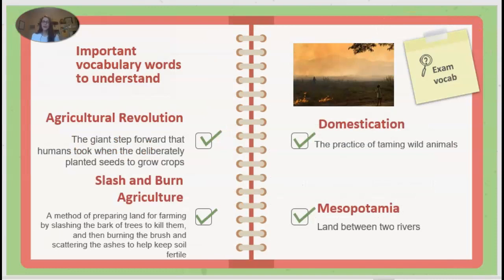Here is some needed vocabulary for your assessment and for an understanding of this lesson. Agricultural revolution was that giant step forward that humans took when they deliberately planted seeds to grow crops. Slash and burn agriculture is a method of preparing land for farming by slashing the bark of trees to kill them and then burning the brush and scattering the ashes to help keep soil fertile. Domestication is the practice of taming wild animals. And Mesopotamia is known as the land between two rivers.